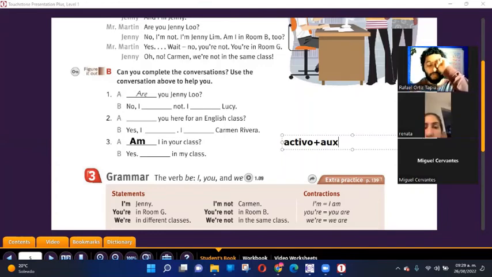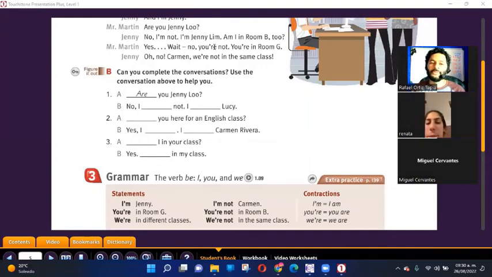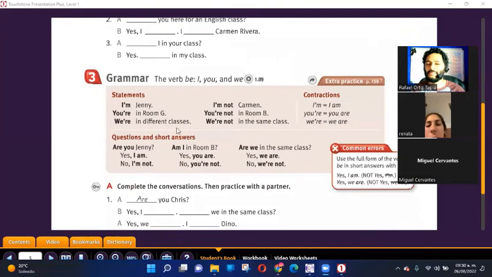Okay. All right. So, number 3. Yes, you are. Yes, you are in my class. Exactly. Yes, you are in my class. Okay. So, the verb to be, the famous verb to be. One moment, I go to the bathroom. Sure.